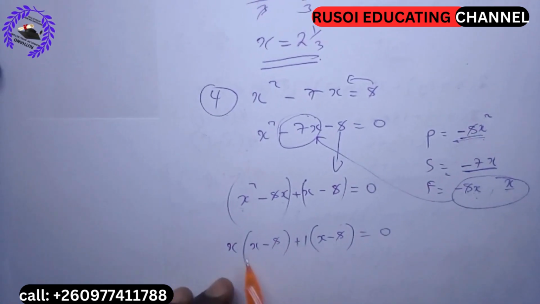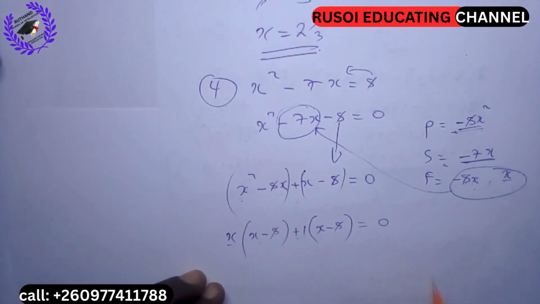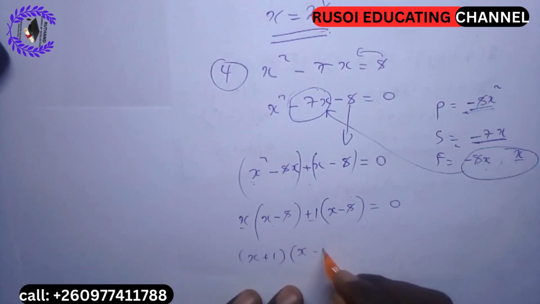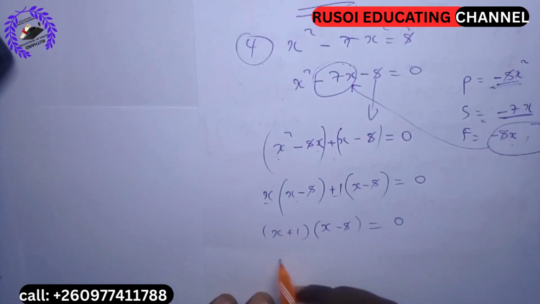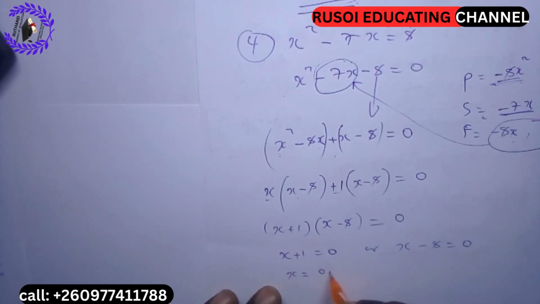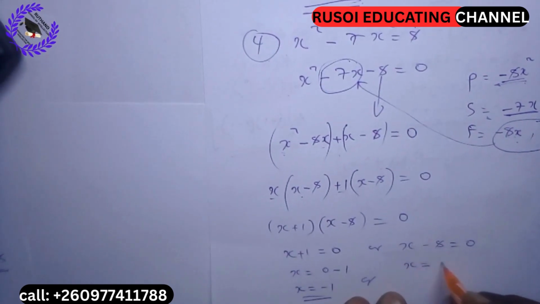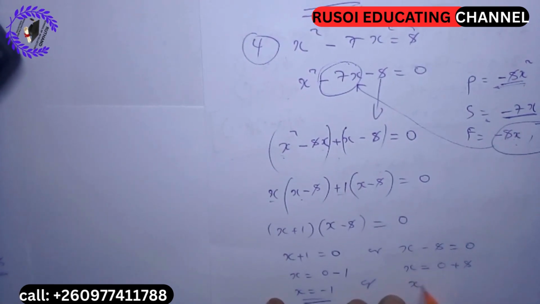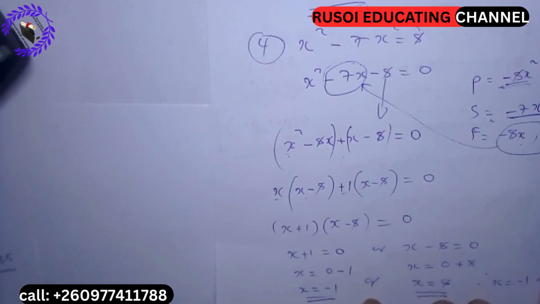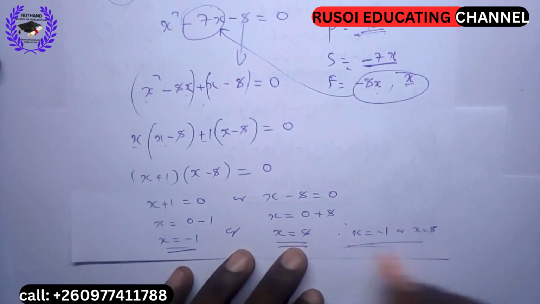If you check, the numbers which are in the brackets are the same. So then you get x plus 1 and x minus 8. You say x plus 1 is equal to 0, or x minus 8 is equal to 0. So x is equal to 0 minus 1, x is equal to negative 1. Or x is equal to 8 plus 0, x is equal to 8. Therefore, x is equal to negative 1, or x is equal to 8.